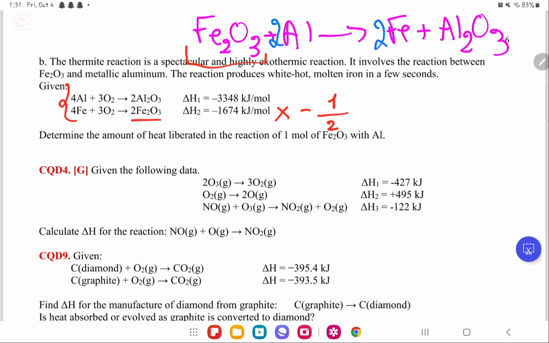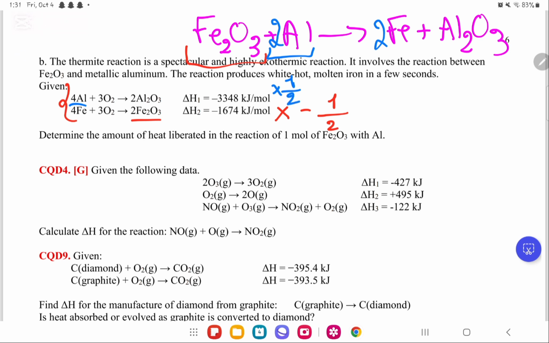So we are done with the Fe2O3. Now the aluminium, we need aluminium to be in the reactants. Which equation has aluminium? This one. It's already in the reactant, so we keep it as it is. Now, what's the issue here? Is that we have 4 aluminium, but we need 2 aluminium. So we're only going to multiply it by 1 over 2.